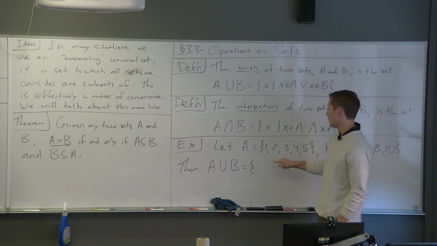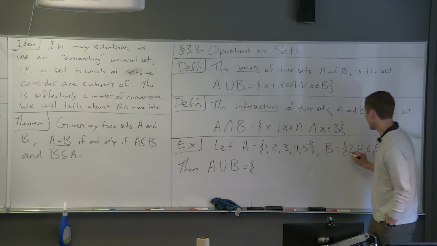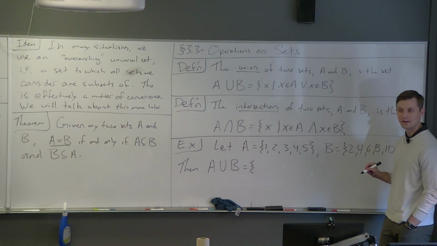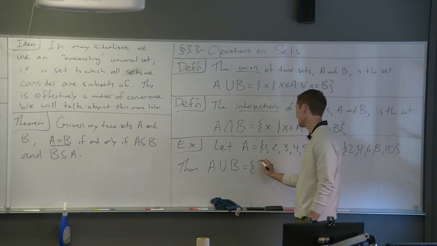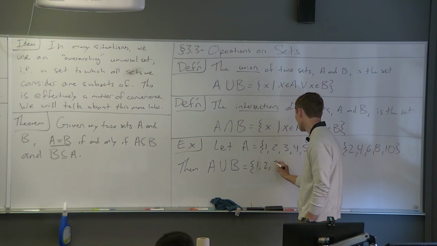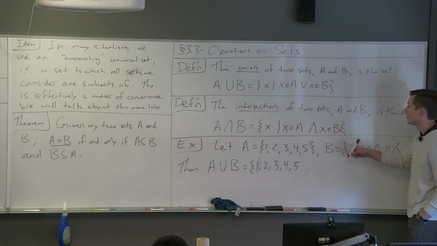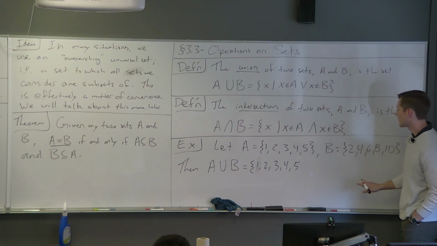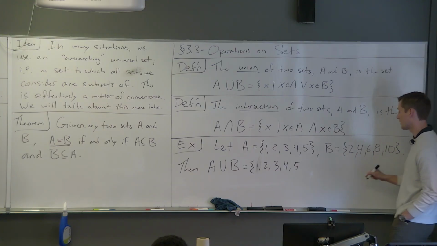So, which things are in both A and B? Well, 1 is in A, but it's not in B, is it? So 1's not in there. 2 is in A, 2 is also in B. 2 would be in here. Oh wait, sorry, union, I'm doing intersection. Oops. So 1, 2, 3, 4, and 5 come from A. Now, the stuff that's in B also has to come over as well. We've already got 2, we've already got 4, but we don't have 6, 8, or 10.